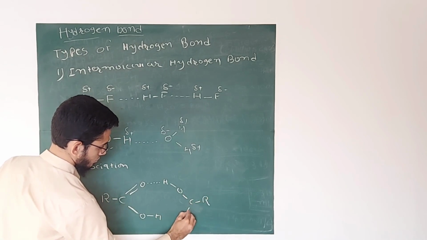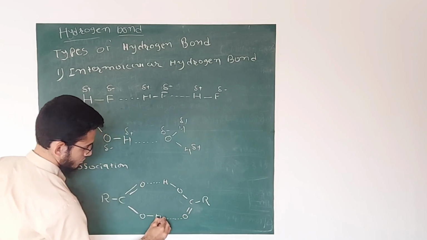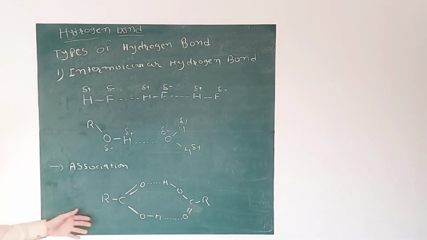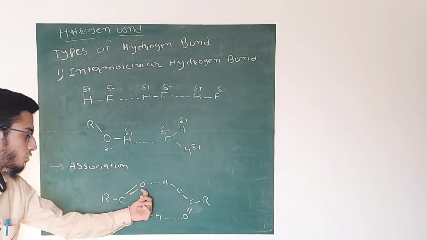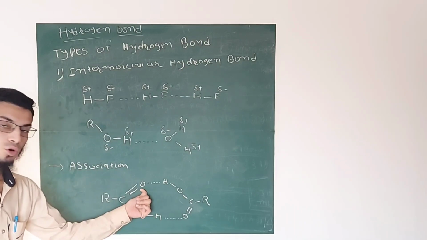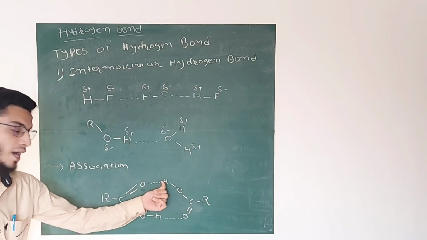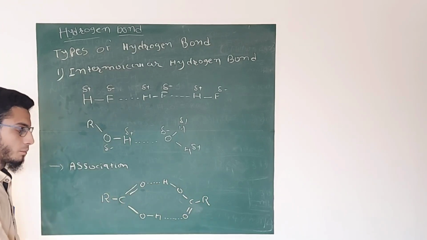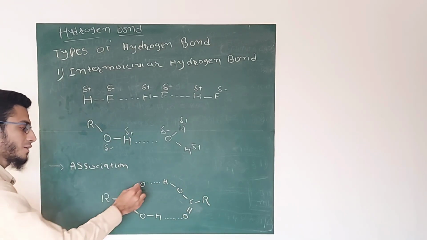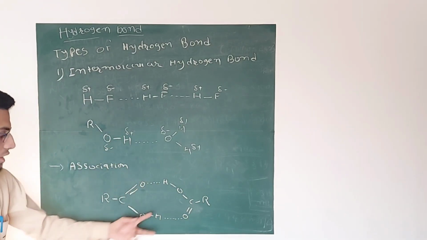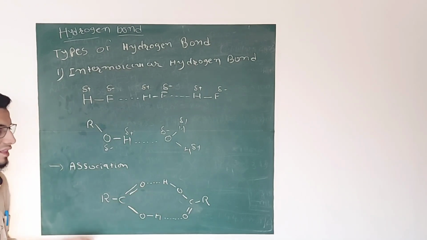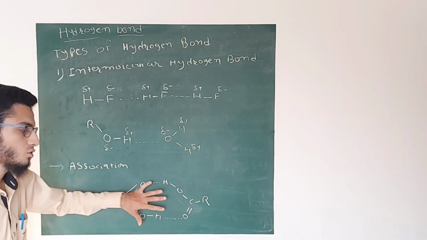You can see clearly there will be association. Why? Due to the hydrogen bonding. The electronegative atom of another molecule and this hydrogen in another molecule, but in the same substance. So there will be intermolecular hydrogen bond. There are two intermolecular hydrogen bonds that make association in the carboxylic acid.